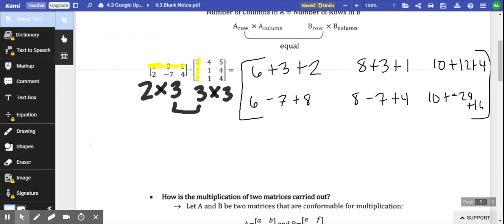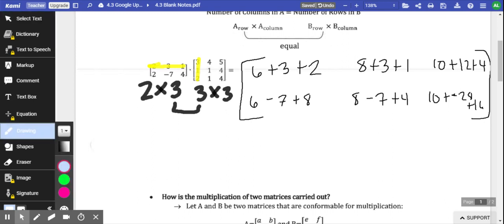So we are going to add all of these numbers together now. 6 plus 3 plus 2 gives me 11. And 8 plus 3 plus 1 gives me 12. 10 plus 12 plus 4 gives me 26. 6 minus 7 plus 8 is 7. 8 minus 7 plus 4 is 5. 10 minus 28 plus 16 is -2.